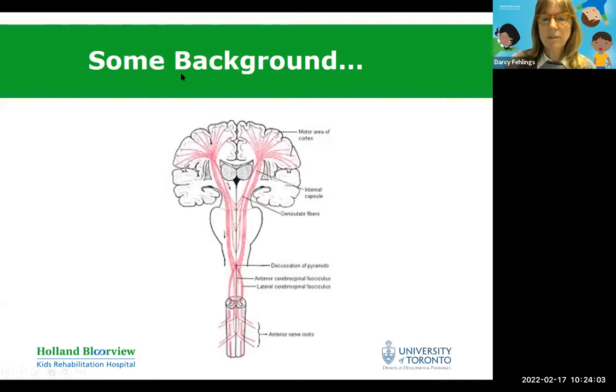So I'm just going to give you a little bit of background here. This slide is just a slide of the motor cortex, the cortical spinal area, and tracts. And the message I want you to take from this slide is that our control of our movements is contralateral. So typically, the right side of our brain controls the left side of our body. The left side of our brain controls the right side of our body. And there's this crossover that occurs to facilitate this contralateral control.